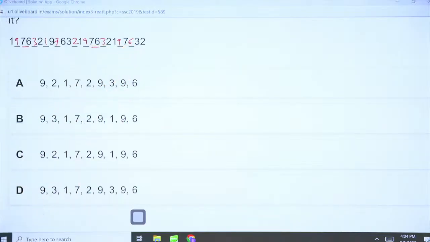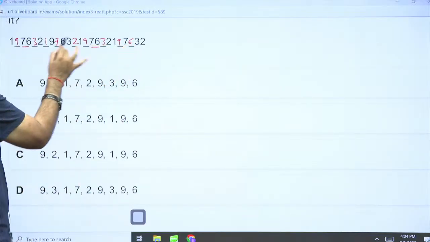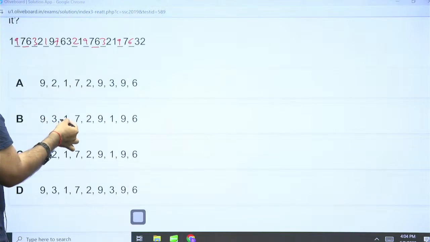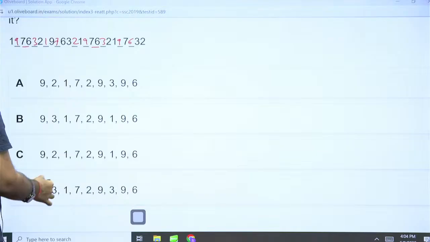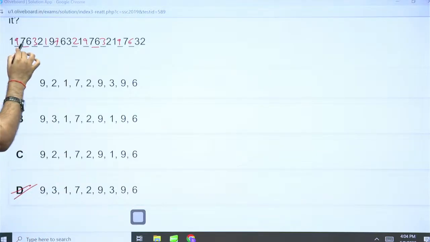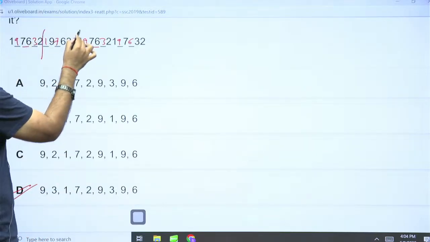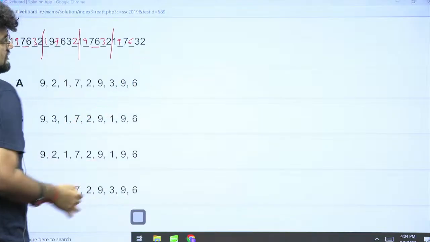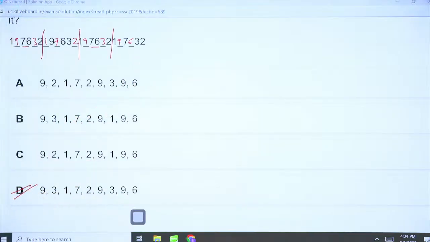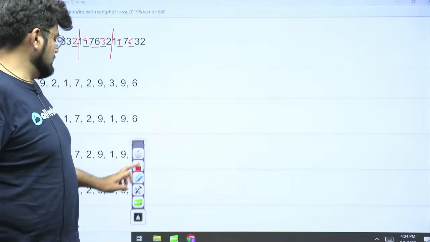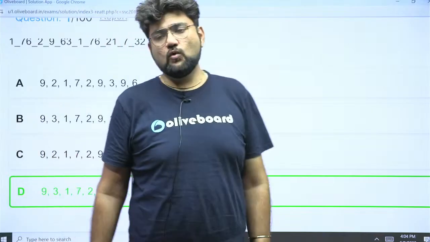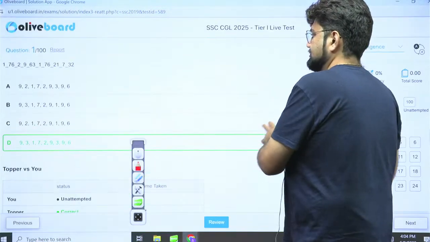And what is the repeat pattern? Now what is the answer here? 93172, 93172, 9396, 9396. Option D is the right answer. 197632, 197632, 197632, 197632. So it's a repeat pattern of 6 digits, 4 times. So there are 24 digit sets. So option D is the correct answer. Cool. Next.